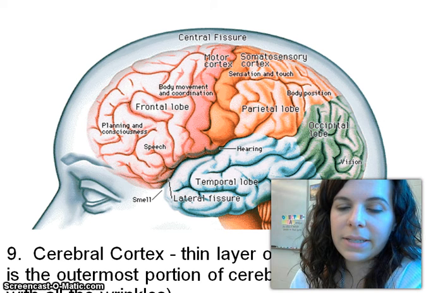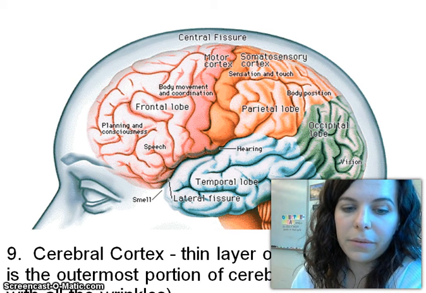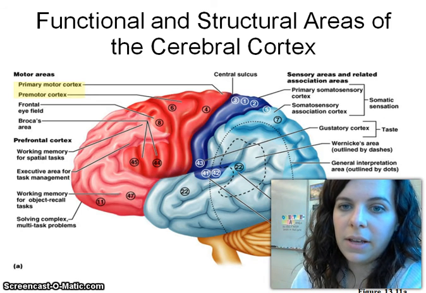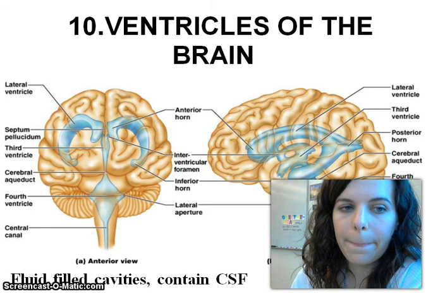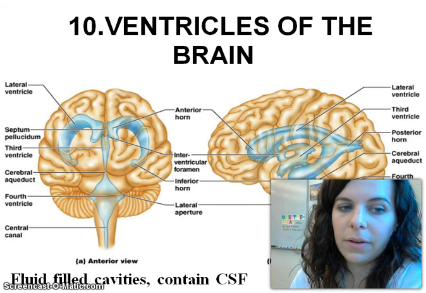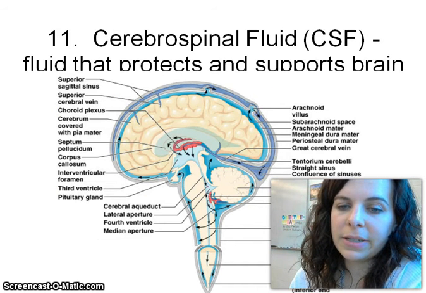The cerebral cortex is the thin layer of gray matter that's the outermost portion of the cerebrum, or the part with all the wrinkles. And here are some of the functional aspects of the different areas. Ventricles of the brain are the fluid-filled cavities. They contain cerebrospinal fluid, which is fluid that supports and protects the brain.